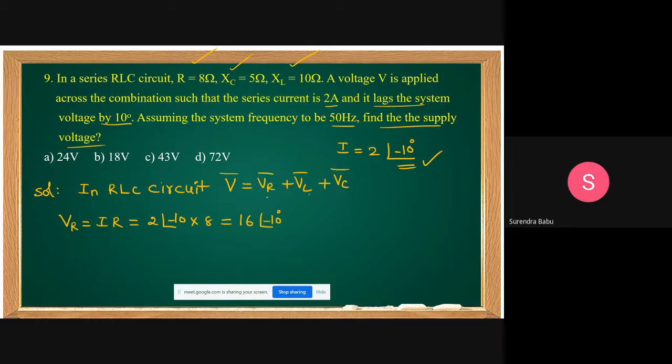VR is 16 at angle of minus 10 degrees. That is VR. What is VL?